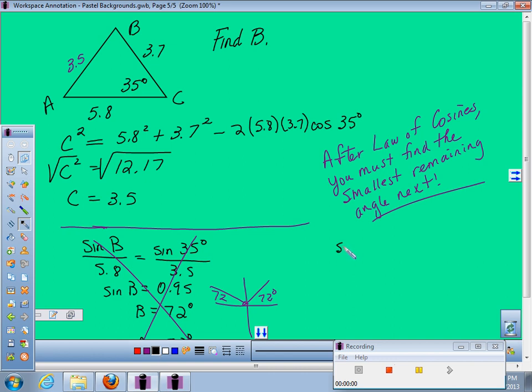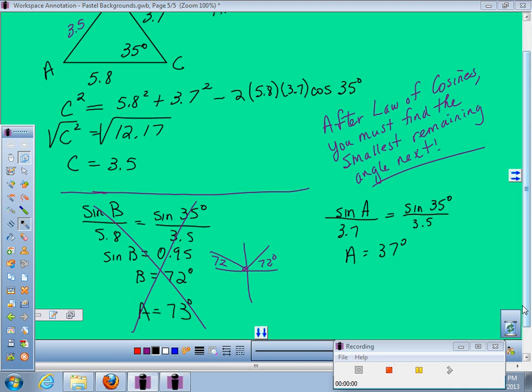So you should have gone, oh, I'm going to find A next because it's the smallest angle. So I would have done sine of A to 3.7 and then the sine of 35 that we knew to 3.5. You would have found A first, which would have come out 37 degrees. So then how would you have found B? 37 and 35 are 72, so B would have come out to be 108 then. So you've always got to get the smallest thing first.